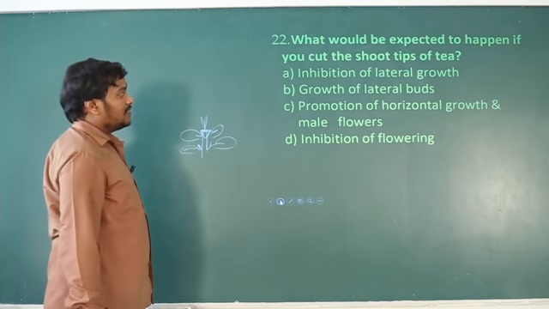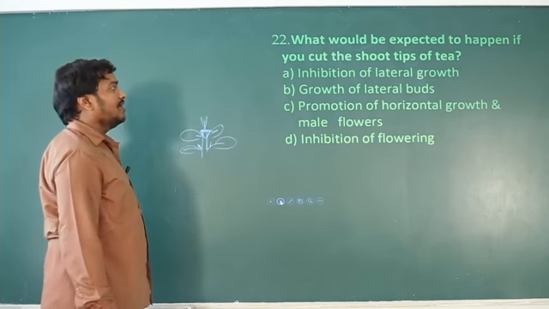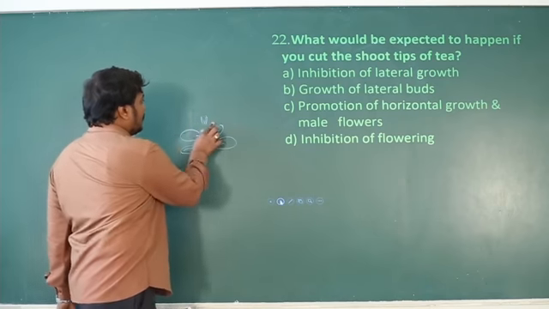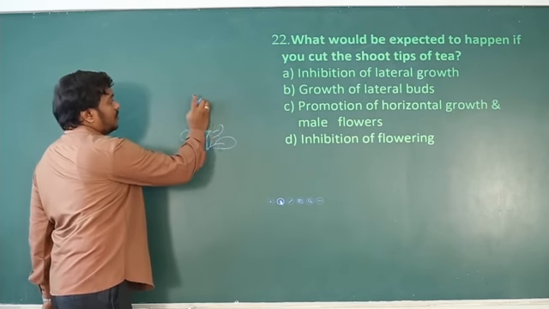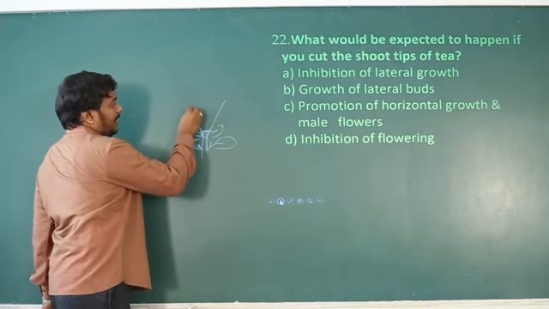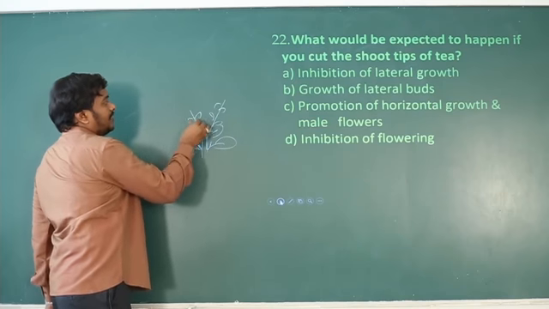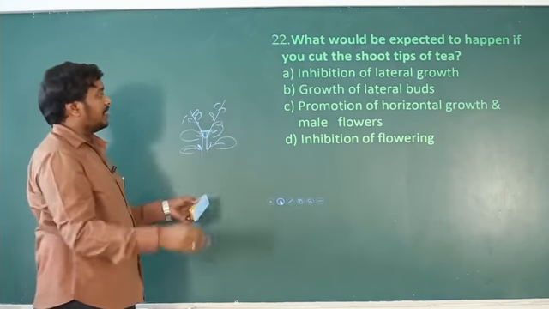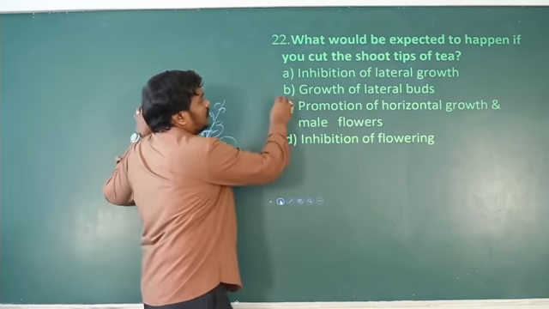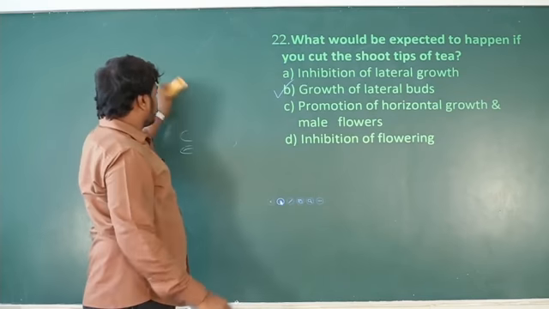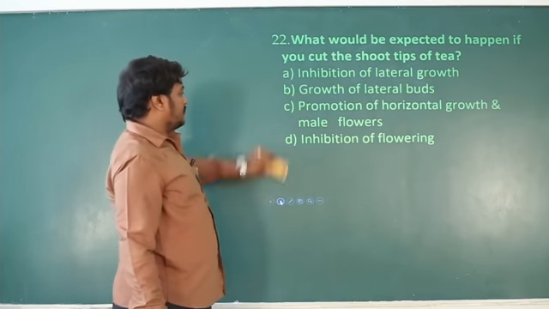Growth of lateral buds, promotion of horizontal growth of male flower, inhibition of flower. Okay, so if you remove it, apical dominance is removed. Once apical dominance is removed, branches start to produce, which makes the plant bushy. So it is the growth of lateral buds. Apical dominance is due to auxin.